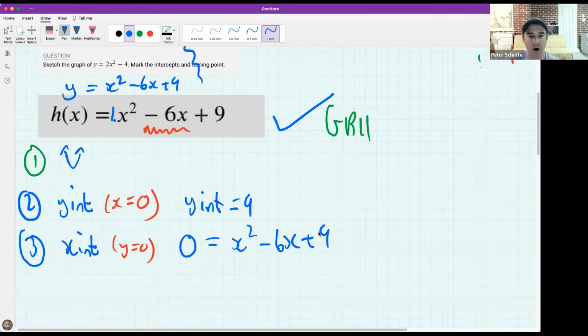I know some of you will say, I can just factorize this quickly. That's fine. It's not wrong. You can do it like that, or you can do it using the formula. And I want you to get the answers for me now.